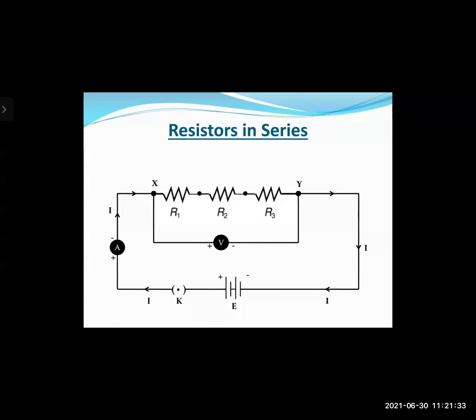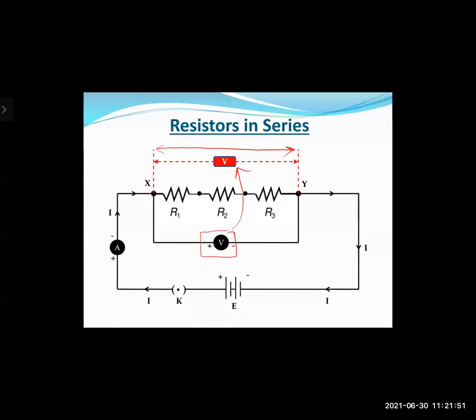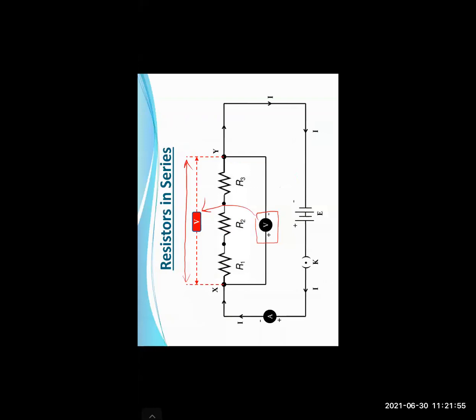Voltmeters are always connected in parallel. Why? Because voltmeters measure potential difference across any two points. So the two points between which you want to measure the voltage, there you connect the voltmeter across the two points. Then, as you can see here, the voltage V is across the points X and Y, which is measured by the voltmeter.